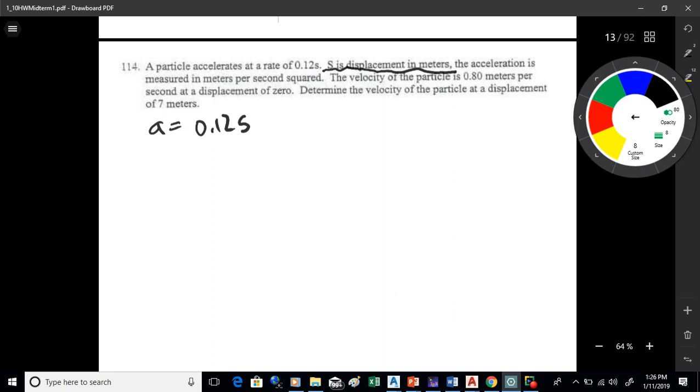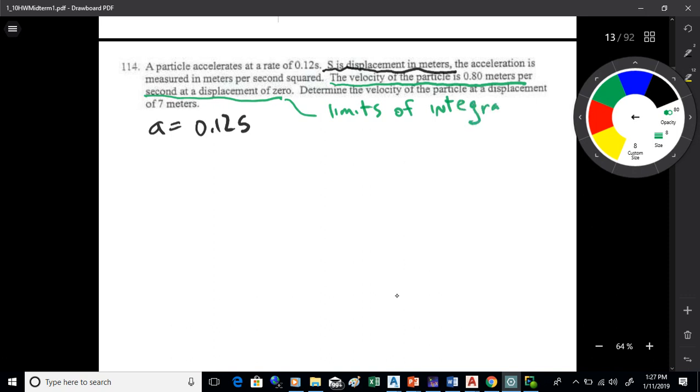Now, the other thing we've got going on here is this statement right here. The velocity of the particle is 0.8 meters per second at a displacement of 0. That looks a lot to me like a statement about the limits of integration, okay? So watch out for that. Don't just take an antiderivative. You've got to evaluate the limits of integration.